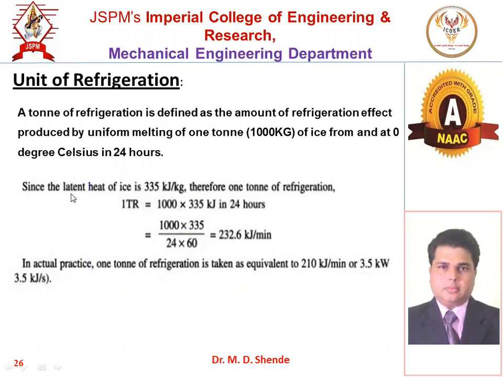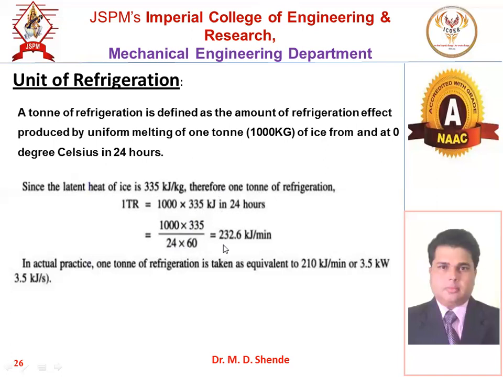So what is latent heat of ice? It is 335 kilojoule per kg. So this much heat should be taken in 24 hours. Okay, so this is per kg. How much kg? We are saying 1 ton, and 1 ton means 1000 kg. So 1000 into 335, in 24 hours. Simplify it: 1000 into 335 divided by 24 hours, and if per minute, then divide by 60.